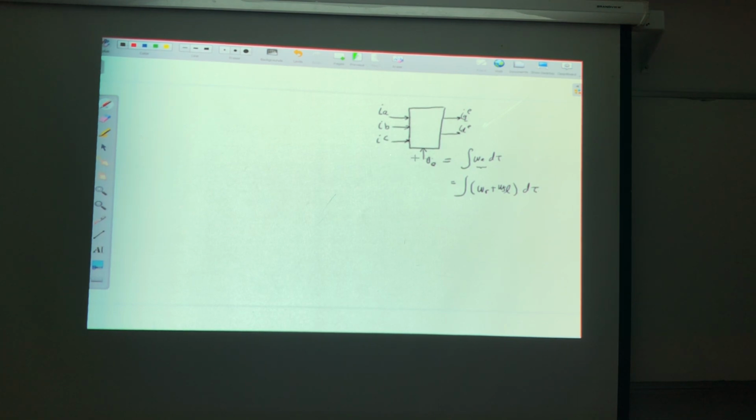So the method of calculating theta in this way is called indirect. If I'm calculating the transformation according to this method, which means that I'm calculating theta using the integration of omega R plus omega slip, this will be called the indirect vector control.